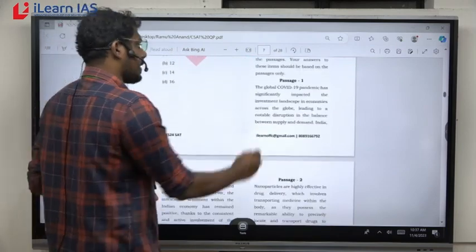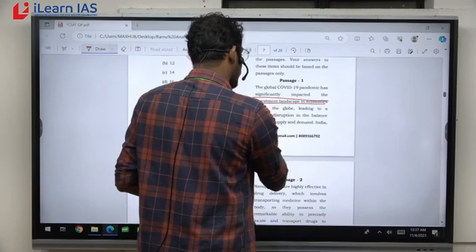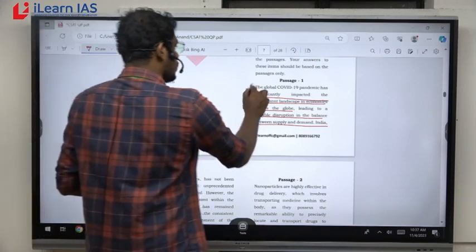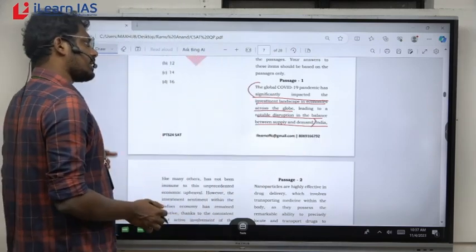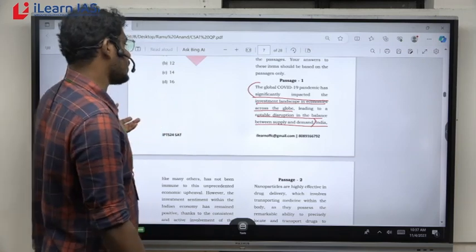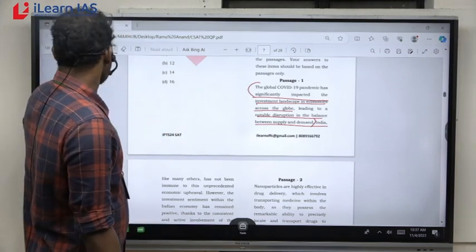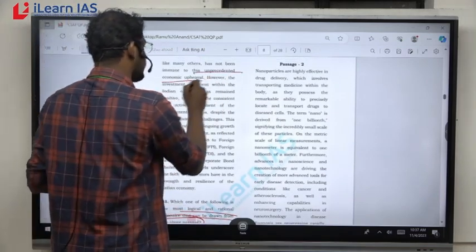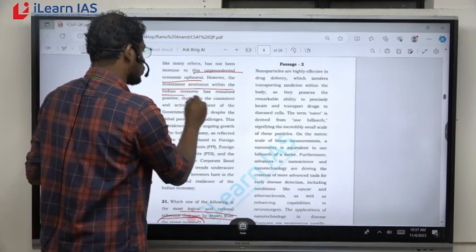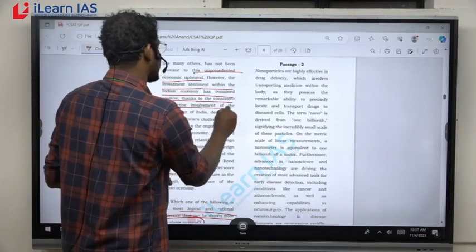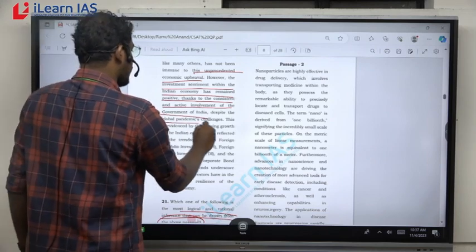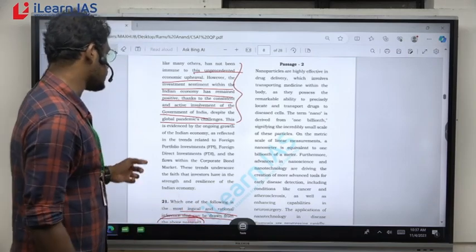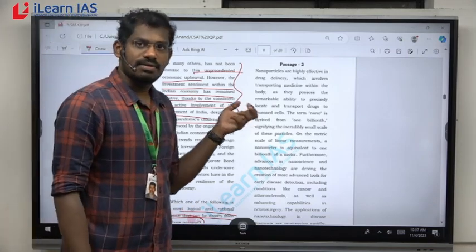The global COVID-19 pandemic has significantly impacted the investment landscape in economies across the globe, leading to a notable disruption in the balance between supply and demand. Okay, generally they are saying that the COVID-19 pandemic has impacted the supply chain mechanism. India, like many others, has not been immune to this unprecedented economic upheaval. However, the investment sentiment within the Indian economy has remained positive thanks to the consistent and active involvement of the Government of India, despite the global pandemic challenges. Okay, so India has survived this uncertain situation because of the proactive engagement of the Government of India.